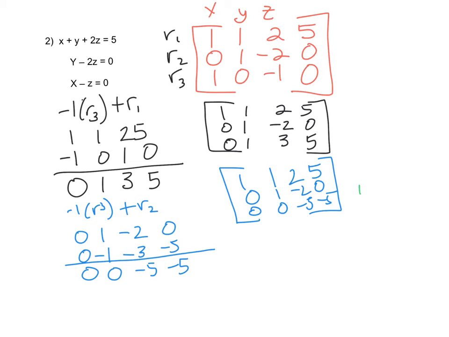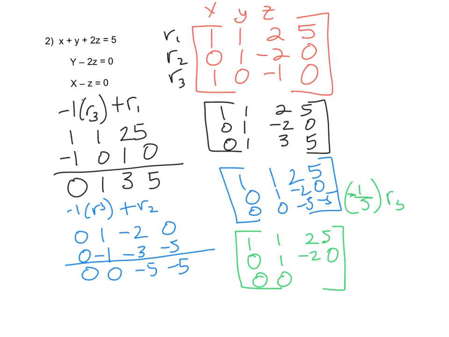So I'm going to do 1/5, and I want it to be negative, times row 3. I'm not going to change the other rows, and then I don't have to add it to anything, so I'm going to just jump right in and do that one. So that's 1, 1, 2, 5. Not changing, 1, -2, 0, and then I'm going to multiply by 1/5. So 0, 0, that's going to be 1, and then that's going to be 1. Okay, so I now have my matrix. This is in the form I want.